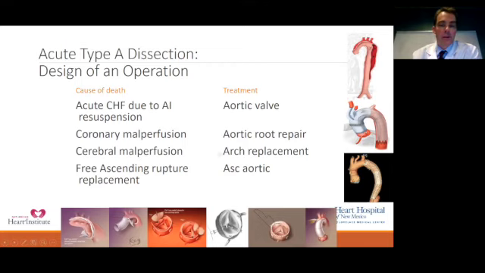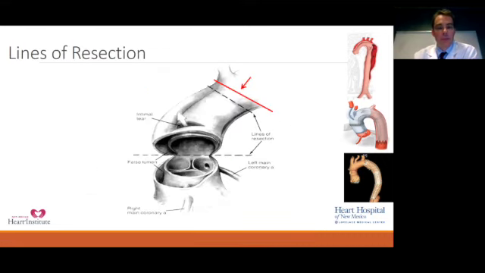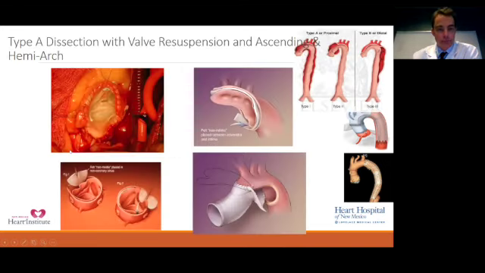When we stop the heart and stop the pump in order to repair the aorta, we need to make sure that we maintain blood flow to the brain. And then we need to, of course, replace that ascending aorta to prevent it from rupturing. So fundamentally, this is the dissection, and this is the part of the aorta that we need to take out and repair. It's the goal.